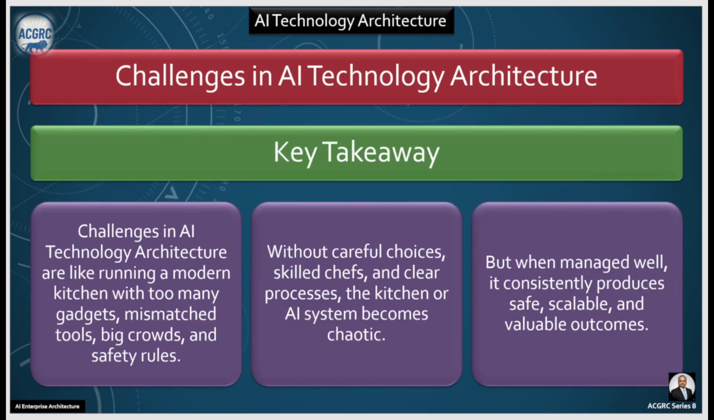Key takeaways? Well, challenges in AI technology architectures are like running a modern kitchen with too many gadgets, mismatched tools, a big crowd, and safety rules. Without careful choices or skilled chefs and clear processes, the kitchen or the AI systems would become chaotic. But when managed well, it would consistently produce safe, scalable, and valuable outcomes.